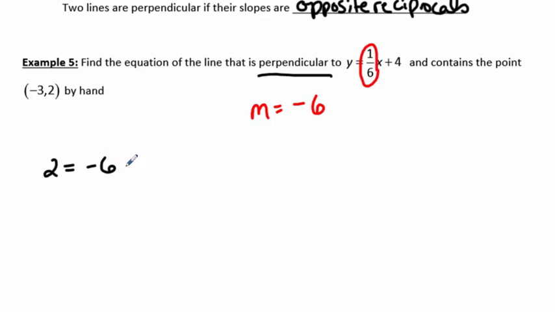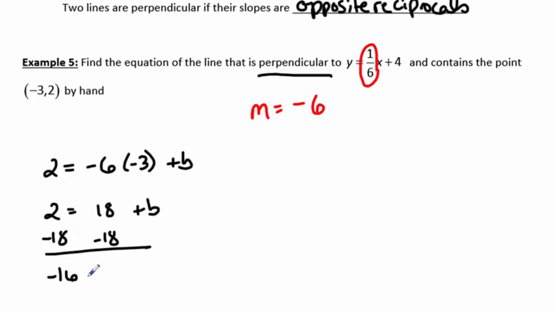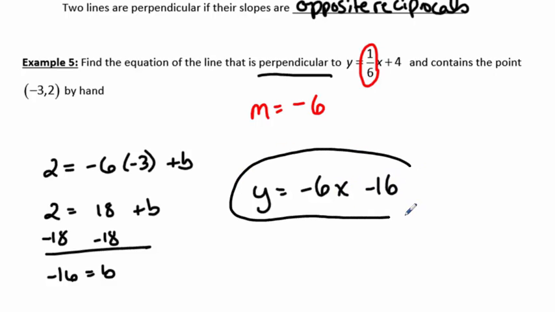So 2 equals negative 6 times the x value, negative 3, plus b. 2 equals 18 plus b. And you subtract 18 from both sides. We get negative 16 equals b. So the equation is y equals negative 6x minus 16. That equation is going to be perpendicular to the one that we were given.